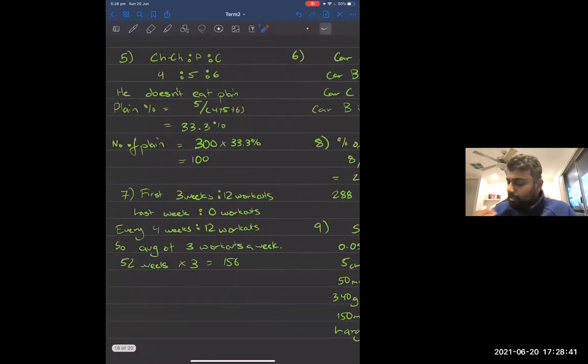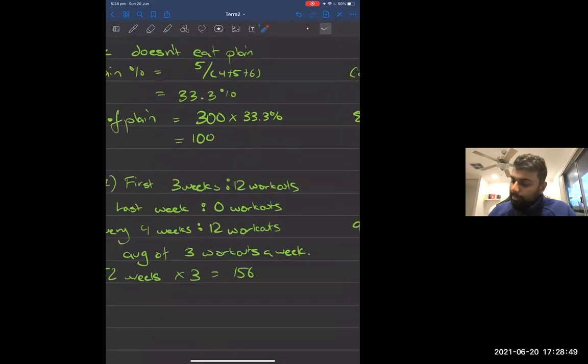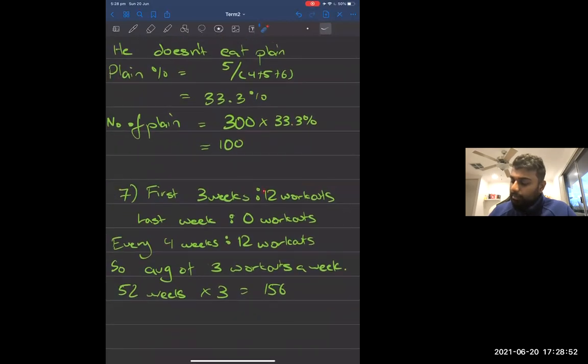Now, question number 7. Melvin's a health fanatic. He works out 4 times in a week, and every 4th week he takes a rest. So the first 3 weeks that he works out, he'll work out 12 times, right? Which is 4 times 3, which is 12. But during the last week, he takes a break. So he does 0 workouts.